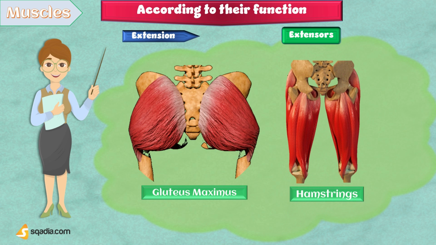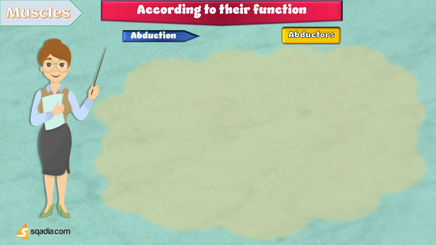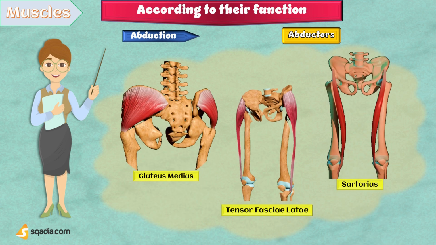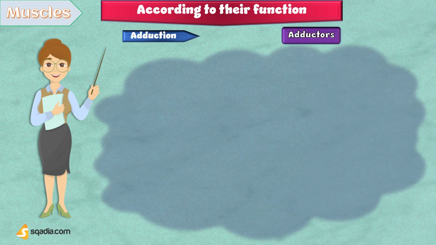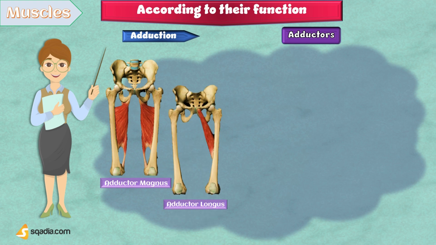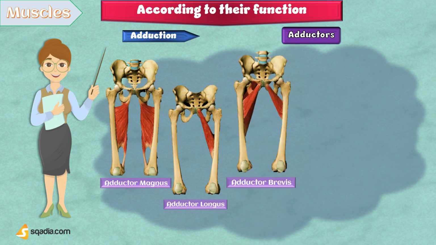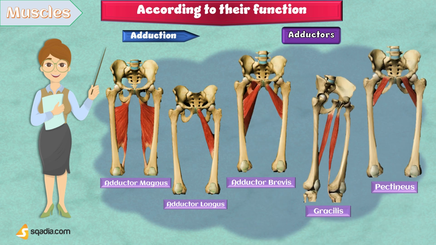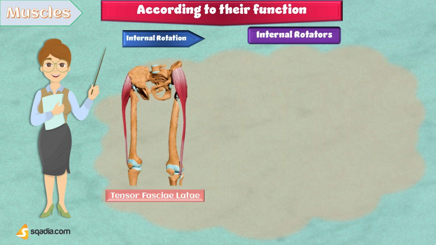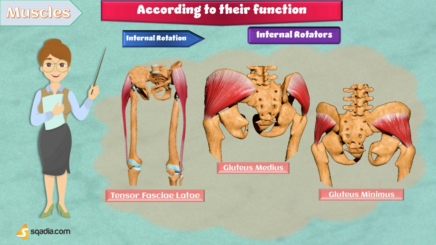As for the abductors of the hip joint: gluteus medius, tensor fasciae latae, sartorius. The adductors of the hip are the muscles of the medial compartment of the thigh. These are adductor magnus, adductor longus, adductor brevis, gracilis, pectineus. These muscles adduct the lower limb at the hip joint. As for the internal rotators, tensor fasciae latae and the anterior fibers of the glutei, medius and minimus, bring about internal rotation.